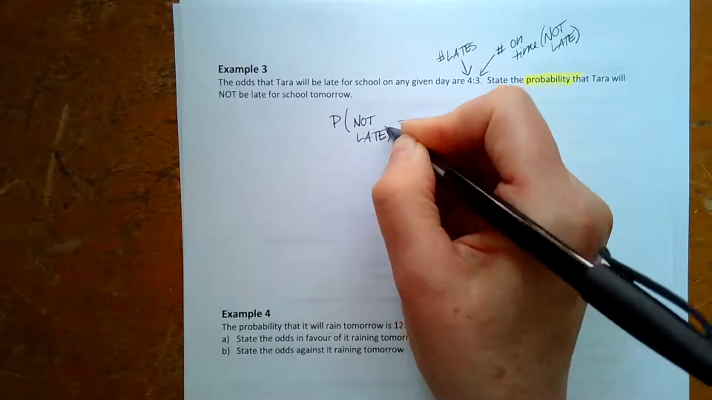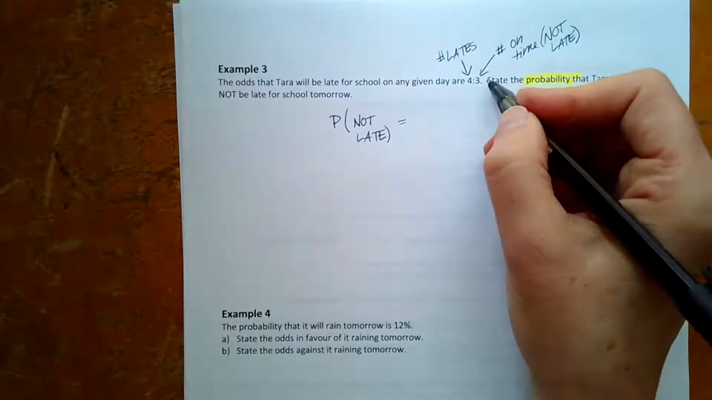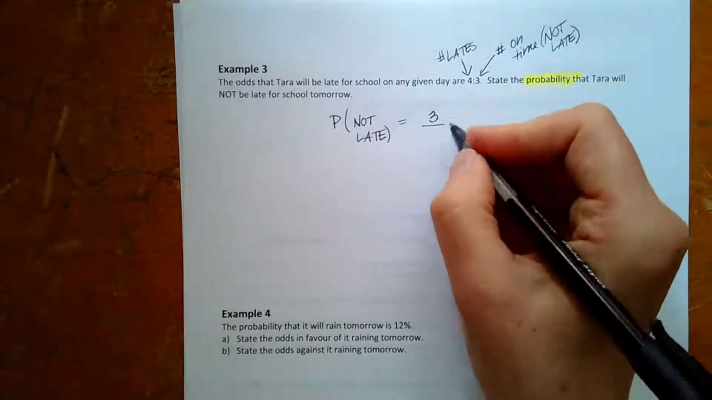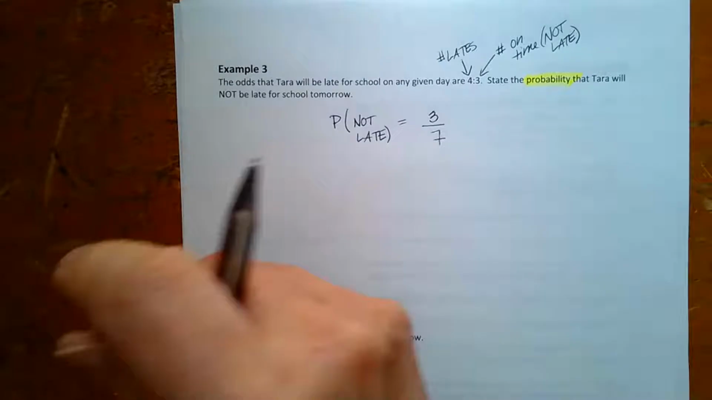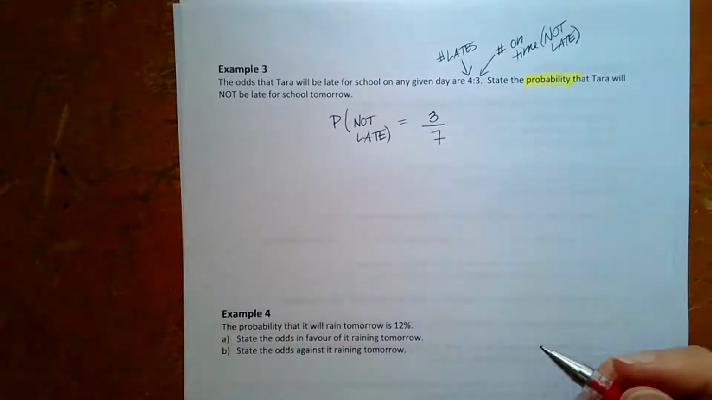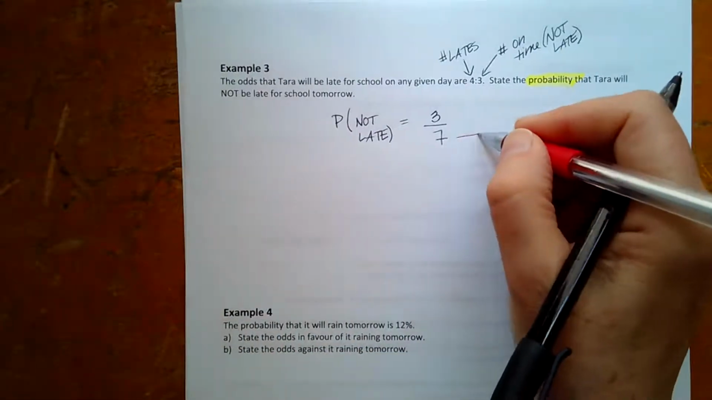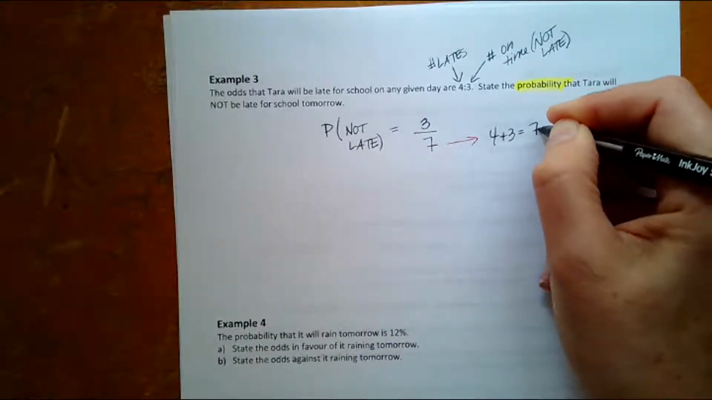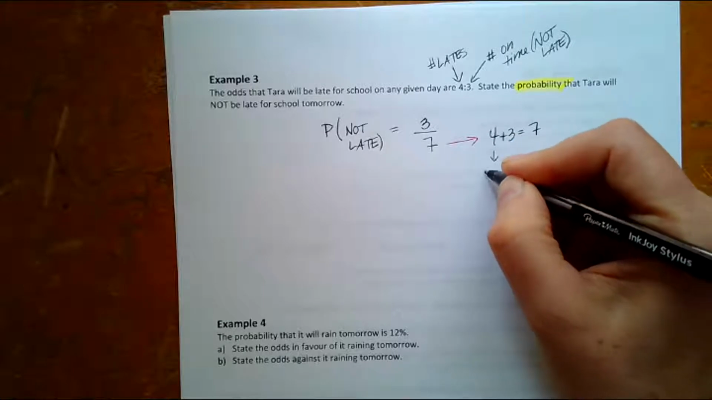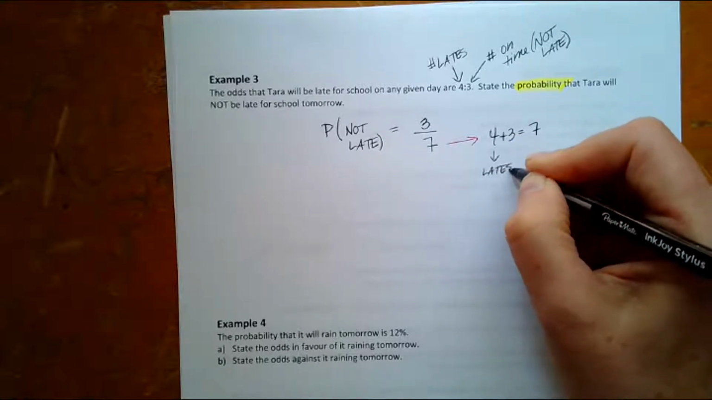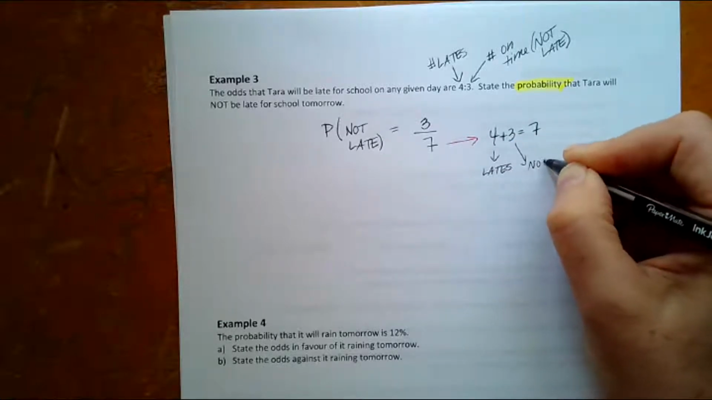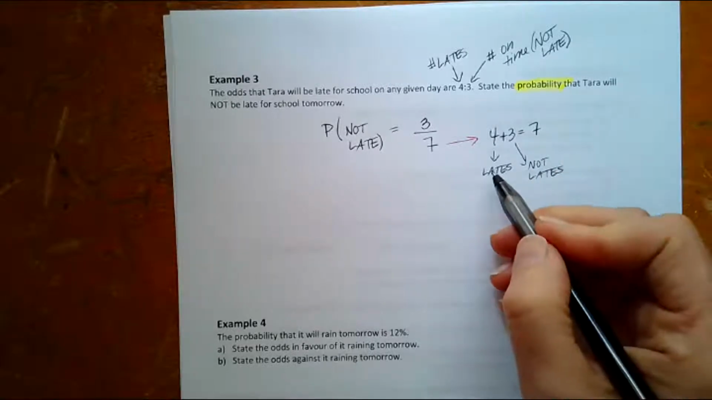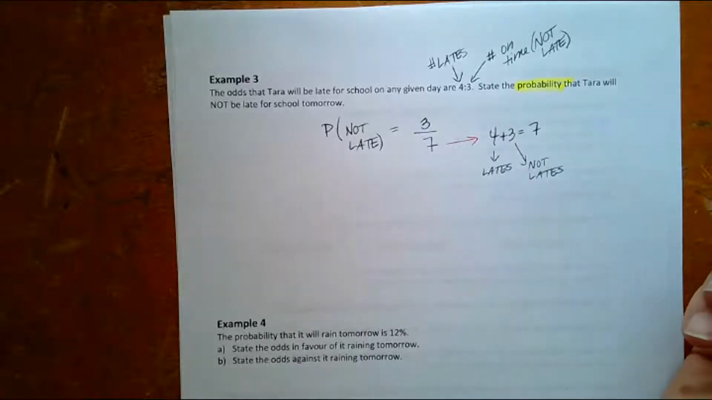Well, what's the number of not lates? The number of not lates is 3. The total would be 4 + 3, 7. Okay? So just remember this is 4 + 3 = 7. These are the lates. These are the not lates. So we only have 2 categories. 7 is the total.